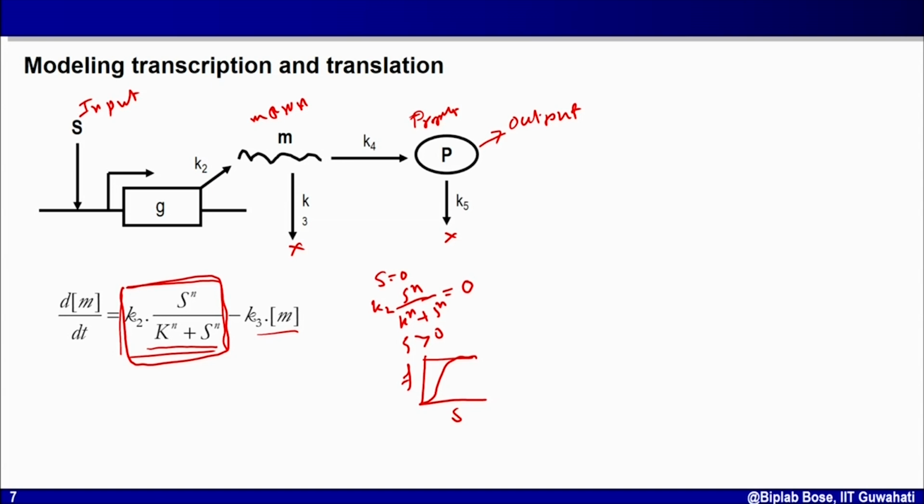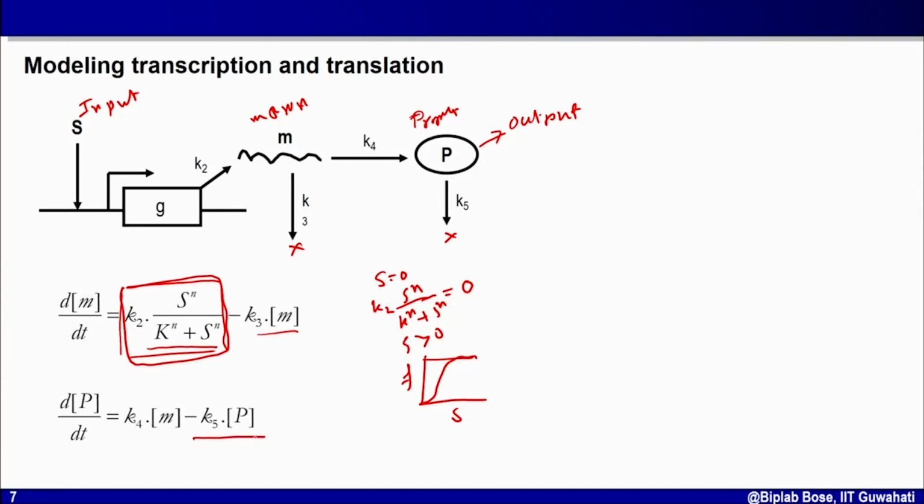Let us look into the protein part. So dP/dt, the rate of change in concentration of protein, will be equal to K4 into M. M is the amount or concentration of mRNA present. So obviously translation will depend upon how many copies of the mRNA are present at that time for that particular protein. So it is K4 into M, a first order reaction, minus K5 into P, that is the first order degradation of the protein. So I have two simple ODEs. The first one only has this hill function and the transcription rate control.